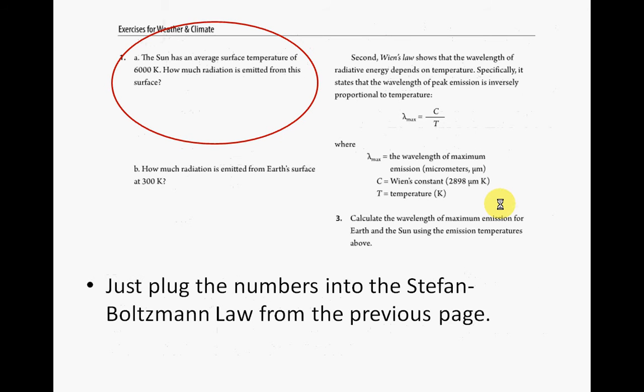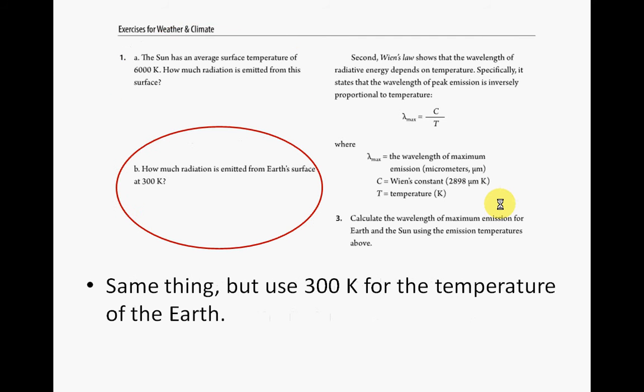So, for example, the first problem of this lab: the sun has an average temperature of 6,000 Kelvin. How much radiation is emitted from the surface? You just plug in the numbers from the Stefan-Boltzmann law on the previous page, and you'll get a giant number that is the amount of radiation being emitted on every square meter of the sun's surface. And then you do the same sort of thing for the Earth's surface using a temperature of 300 Kelvin, which is puzzling to me because in the calculations they did in the beginning of the lecture, they actually used a different number than 300, but whatever. If you use 300, you should get the right answers there.